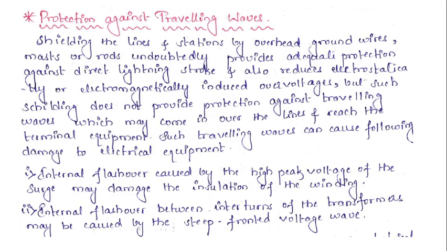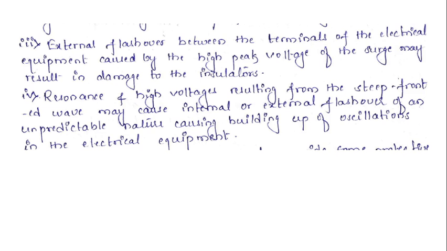Such traveling waves can cause the following damage to the electrical equipment. Internal flashover caused by the high peak voltage of the surge may damage the insulation of the winding. Internal flashover between interturns of the transformers may be caused by the steep fronted voltage wave, so the interturns of the transformer may be affected. External flashover between the terminals of the electrical equipment caused by the high peak voltage of the surge may result in damage to the insulators.